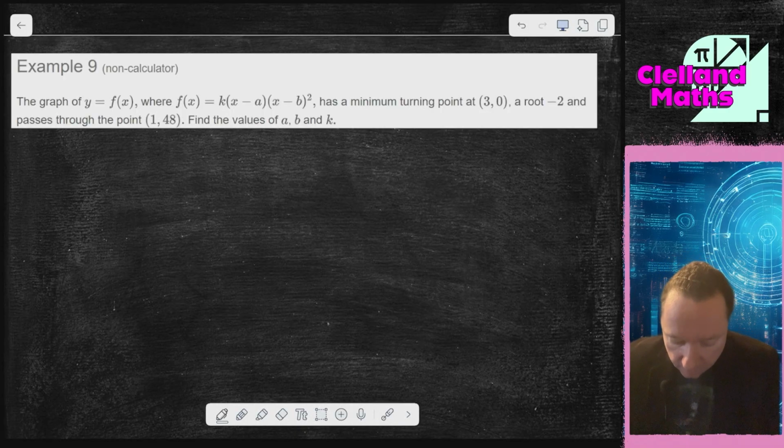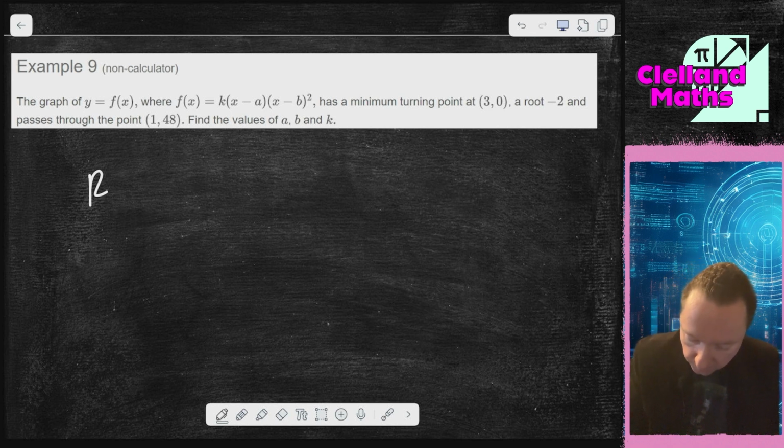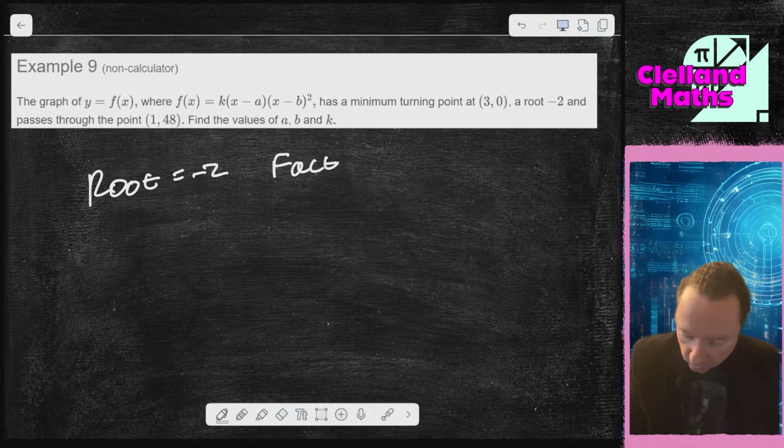Example 9. The graph of y equals f of x, where f of x equals k, x minus a, x minus b squared, has a minimum turning point at 3, 0, a root at minus 2, and passes through the point 1, 48. Find the values of a, b, and k. So, lots of information here. We've got a root at minus 2. Remember, roots become factors. So we know a factor is x plus 2 straight away.